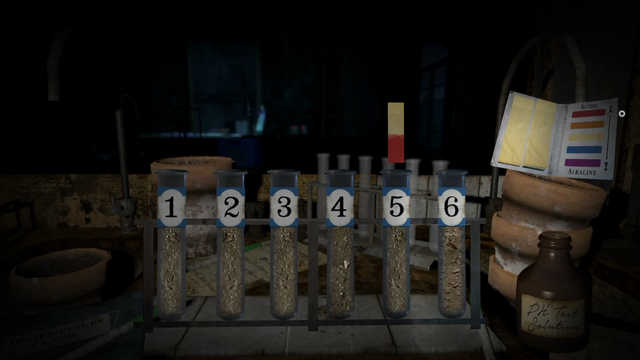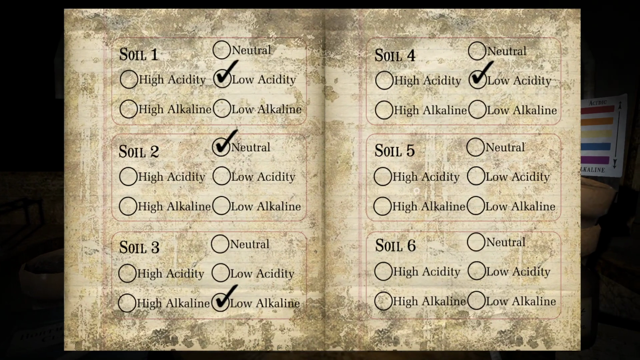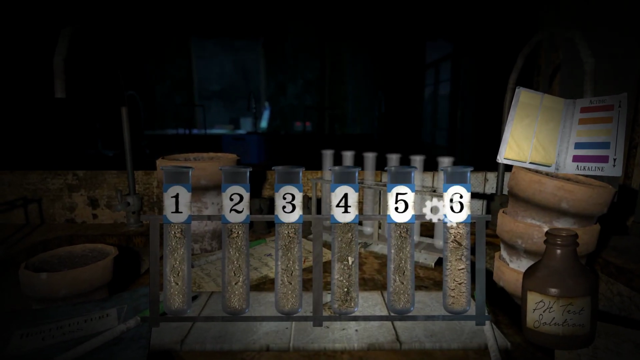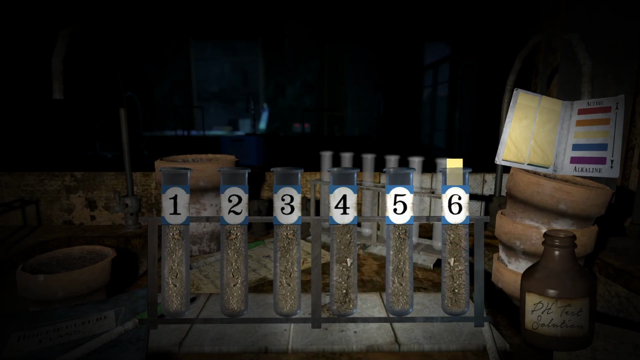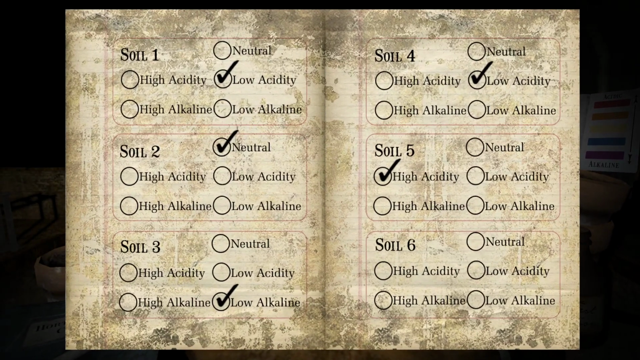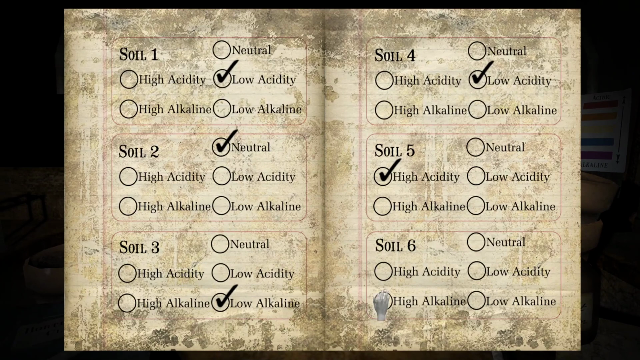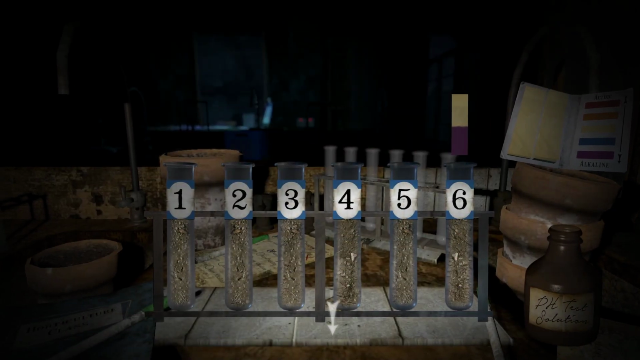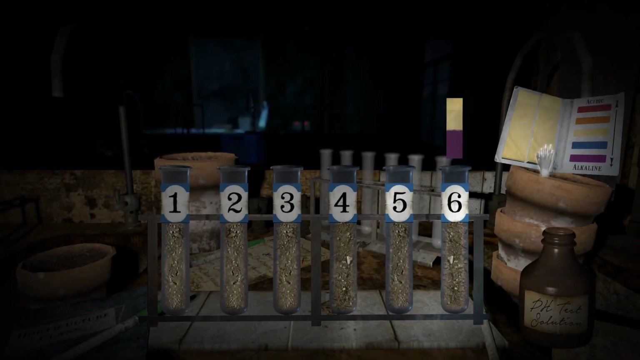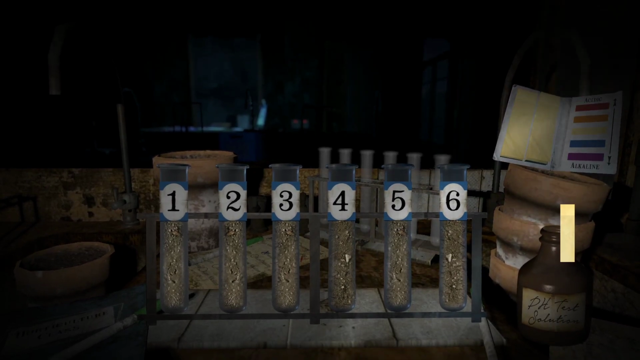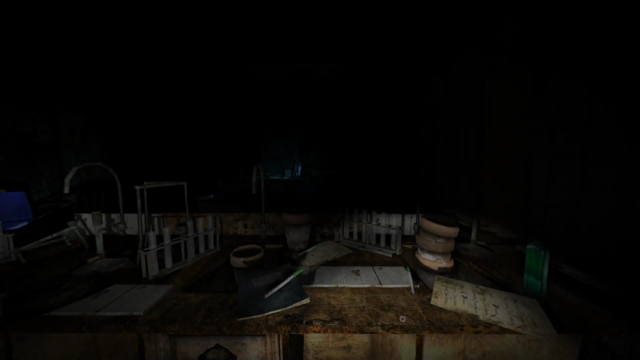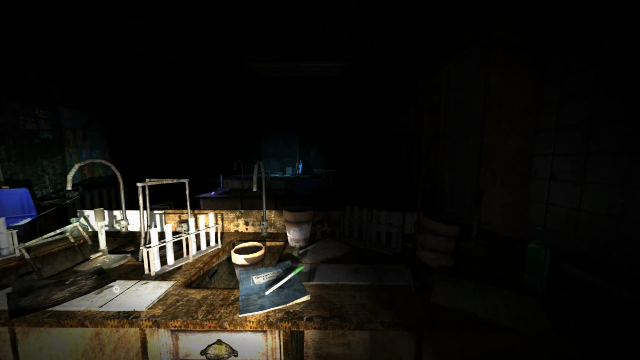Five. High acidic. Six. Low and high alkaline, right? That's gotta be right. Okay, so I think we can just take that book, yes, and bring it back to the greenhouse. I think.